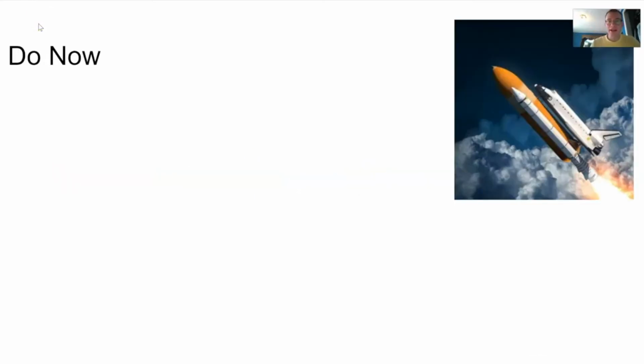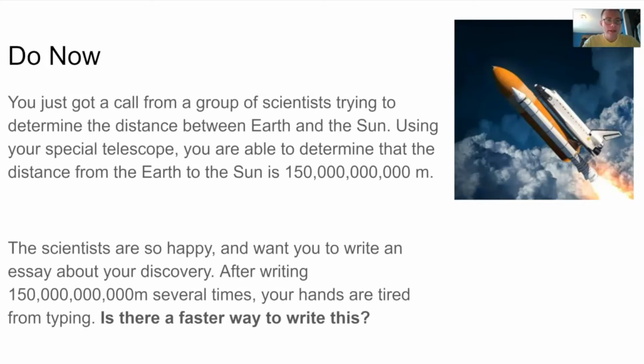So as you can see, this do now has to do with space. You just got a call from a group of scientists trying to determine the distance between Earth and the Sun. Using your special telescope, you are able to determine that the distance from the Earth to the Sun is 150 billion meters. The scientists are so happy and want you to write an essay about your discovery. After writing 150 billion meters several times, your hands are tired from typing. Is there a faster way to write this? Pause the video, write down an idea that you have, and then we will check it in a minute.